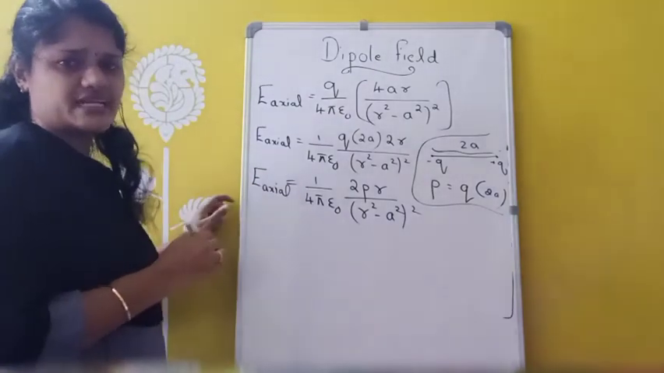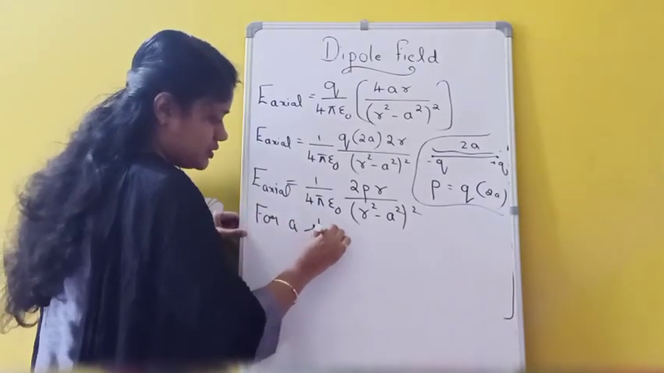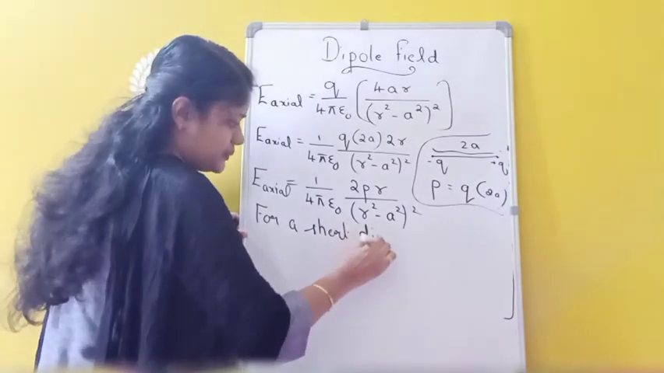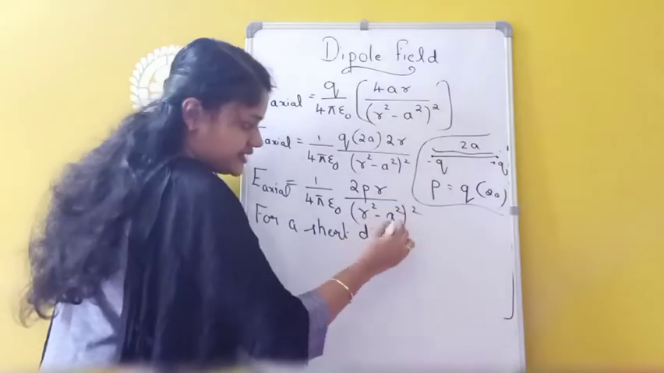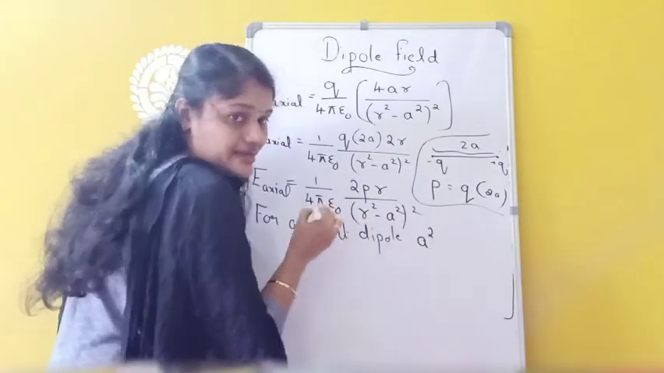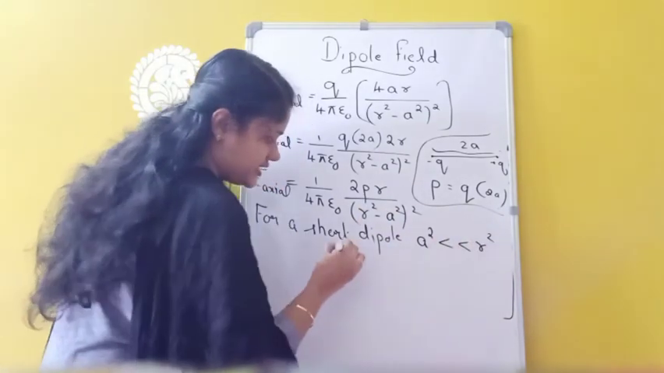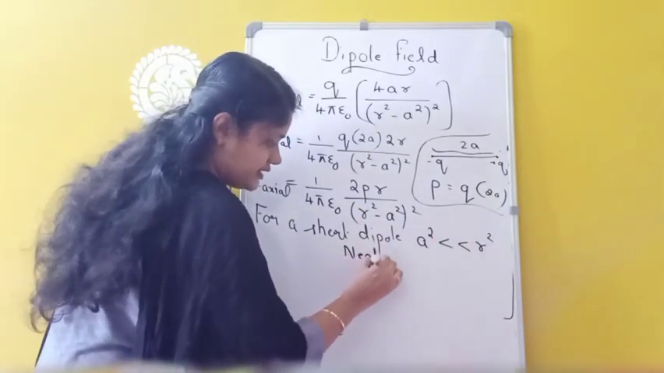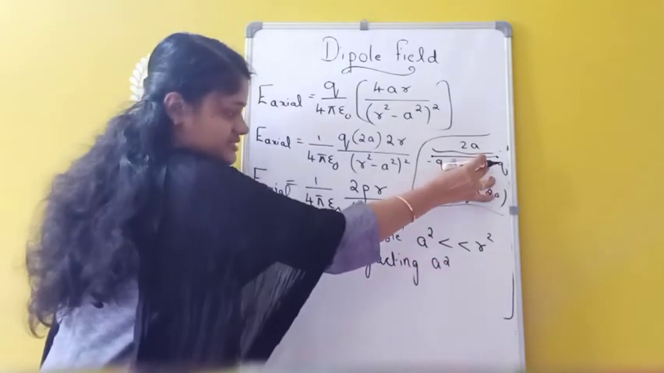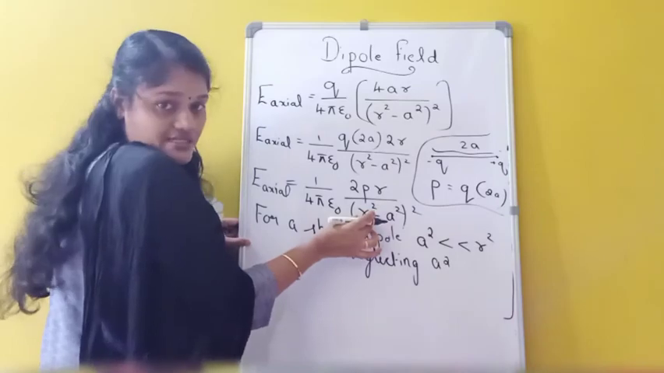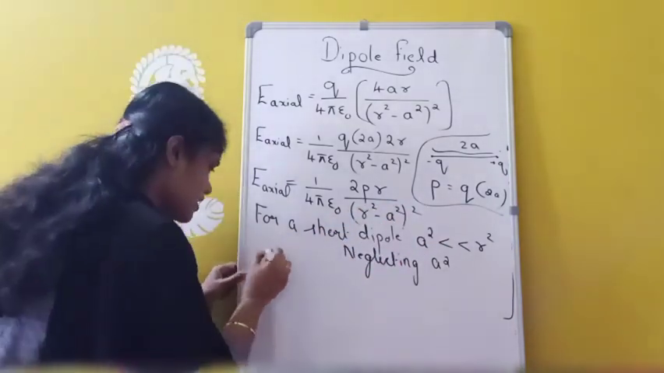And suppose if you consider a very small dipole, a short dipole, we can consider this distance is very small. So this A square we can neglect. This A square is very, very much less than R square. So which term are we neglecting? We are neglecting A square. Since this distance A is very, very small compared to this distance R, A square we are neglecting. So what can we write now?